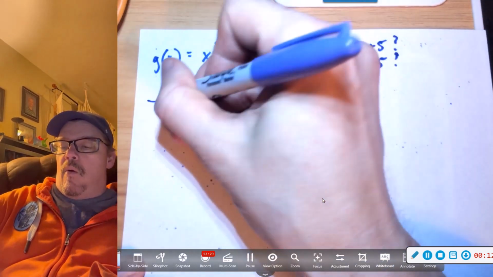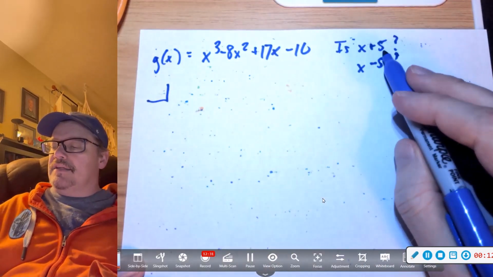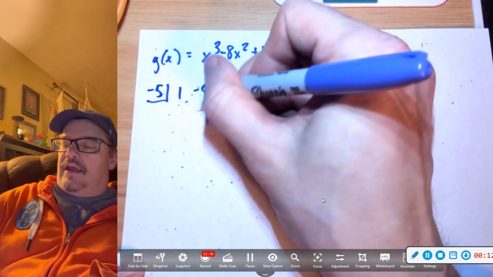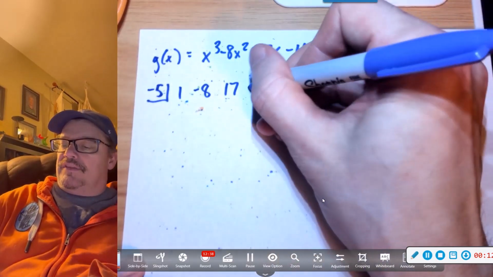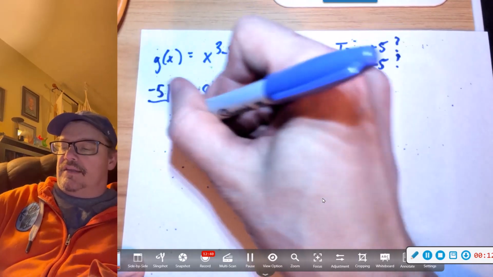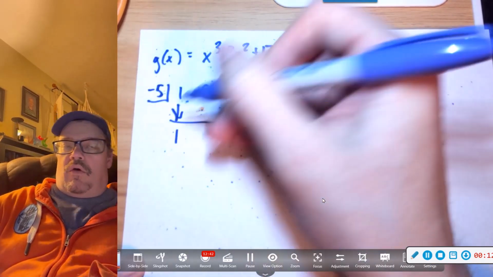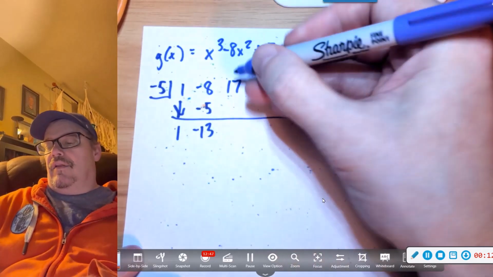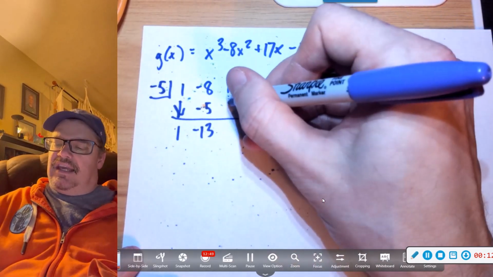Let's check. Okay. So let's take the first one, +5. We'll make a -5 here. So 1, -8, 17, and -10. We run it through the synthetic division engine. So 1, or algorithm, -5, -13. That's going to be a +65.